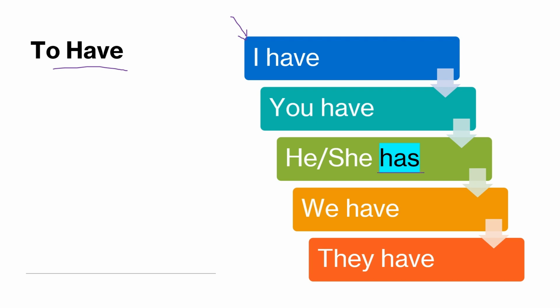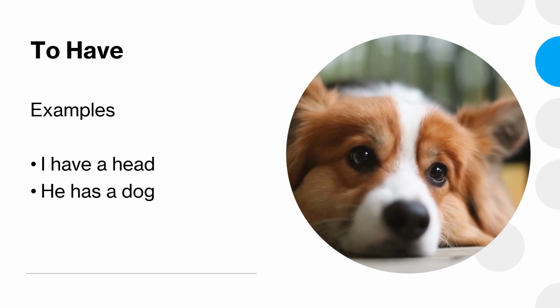I put this in a highlighted form so that you do not forget that the spelling here is not the same as the spelling here, here, here, and here. So this is an easy verb to conjugate. We have, they have. So only this changes. Okay? Let's look at some examples. For example, I have a head. He has a dog. That's easy, isn't it?